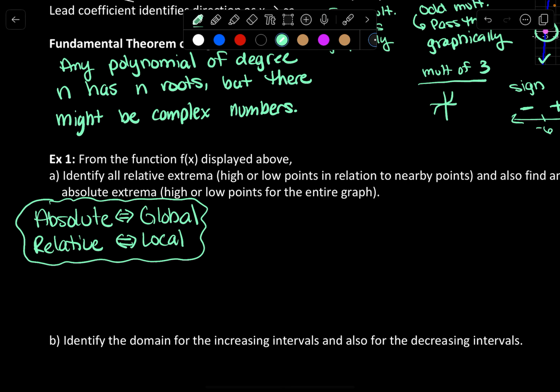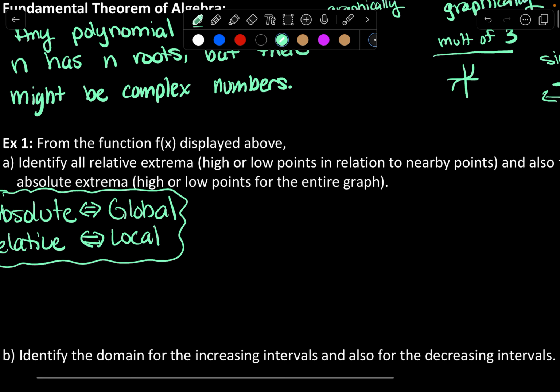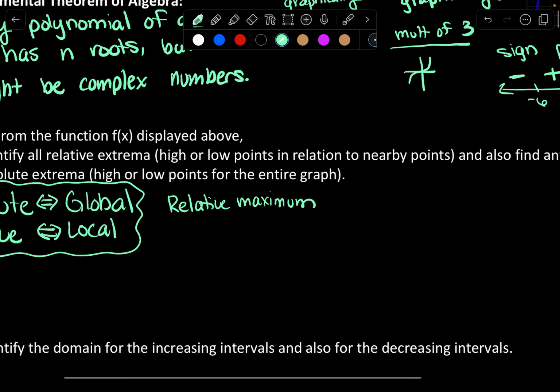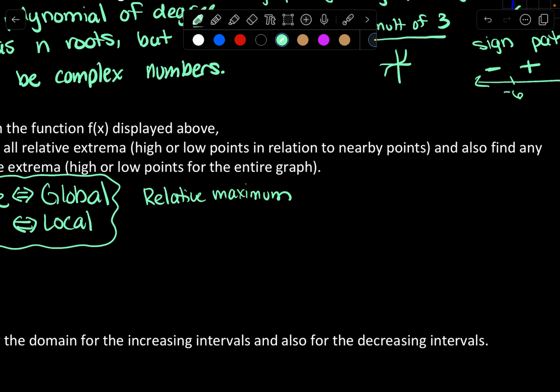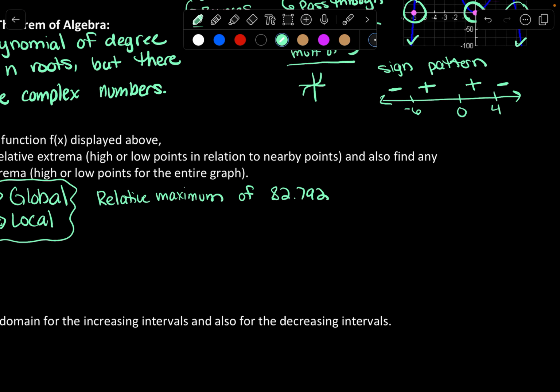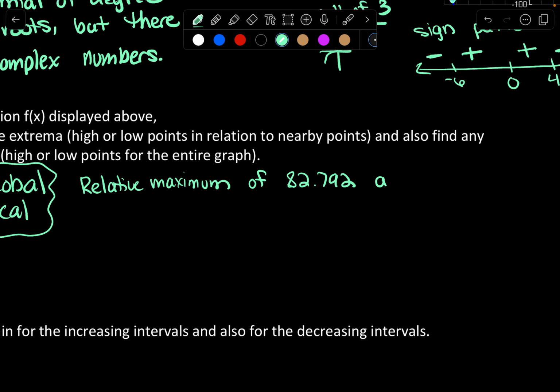All right, so listing these out, there is a specific way to analyze these. We'll go ahead and write it out. So we have a relative maximum. You need to state what type of extrema you are looking at and the value of it. So that left one was a relative maximum of 82.792, and you want to use at least 3 decimal places, at x equals 2.974.